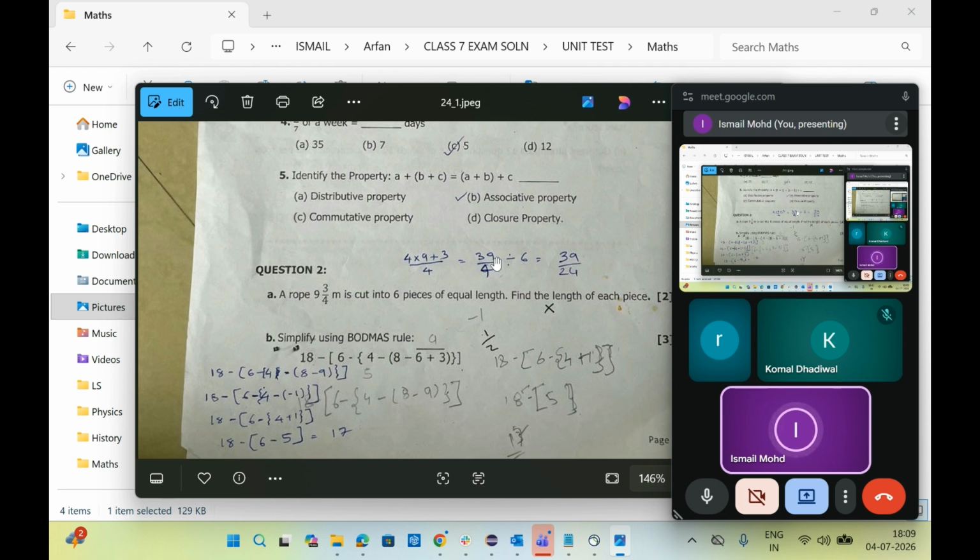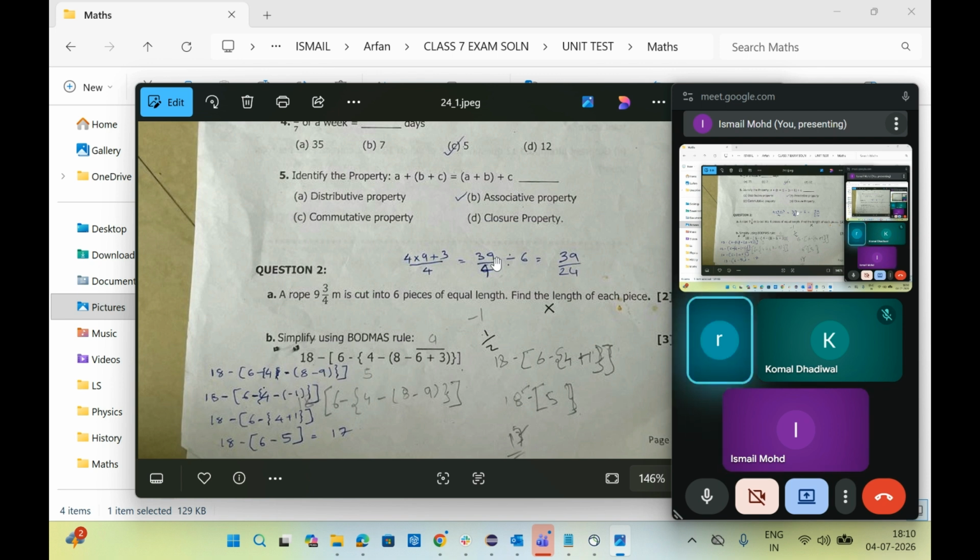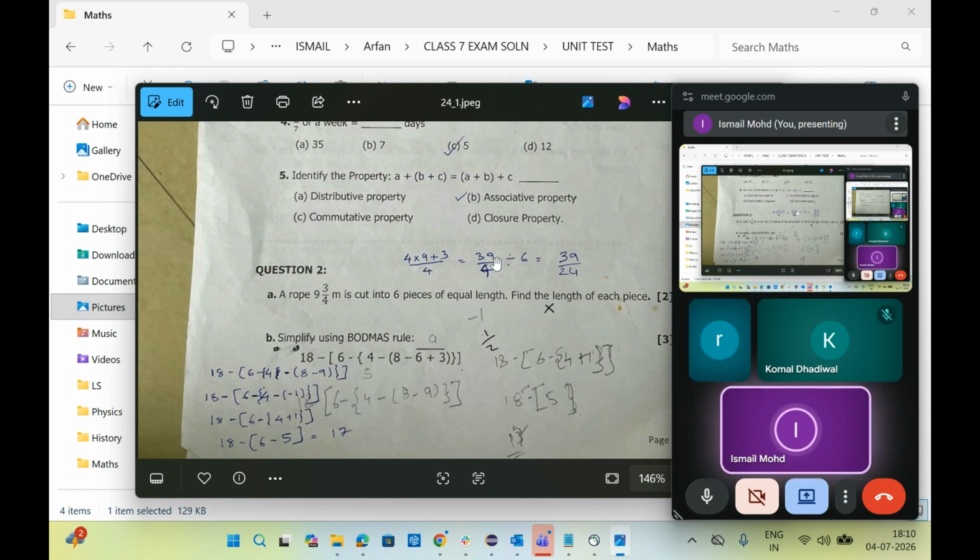When there is a division between two numbers, you have to take the reciprocal of the other one and replace the divided by with multiplication. So 39 by 4 into 1 by 6 is 39 by 24. So each piece's length is 39 by 24. If you divide further, 3 goes into 39 thirteen times, and in the denominator 3 goes into 24 eight times. So 13 by 8, or it can be 1 5 by 8. Yes, sir. 1 5 by 8 meter, or you can say 13 by 8 meter. Okay.